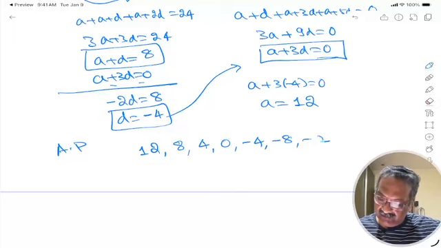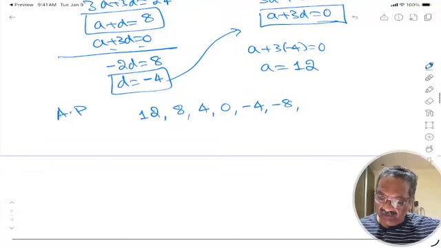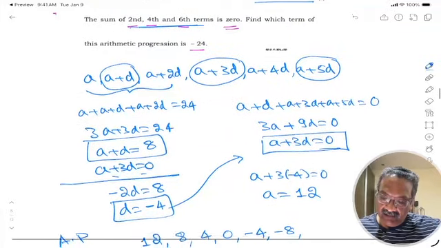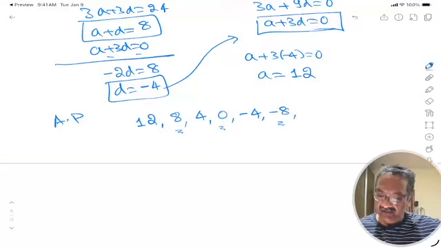6 terms are there, so this is not required. Now let us check whether it is correct. The first three terms sum to 24: 12 plus 8 plus 4 is 24. Second, fourth and sixth terms sum to 0. So this is right. All right.